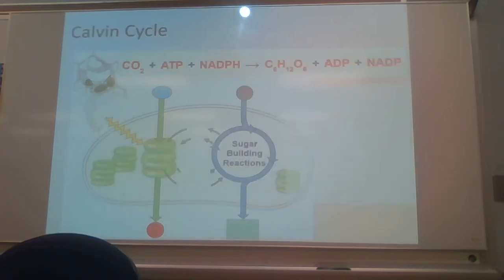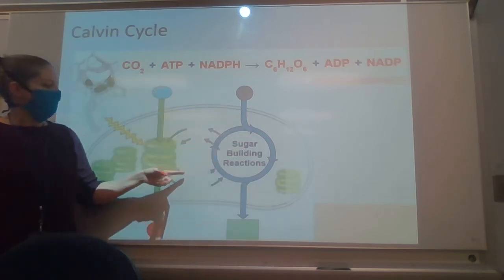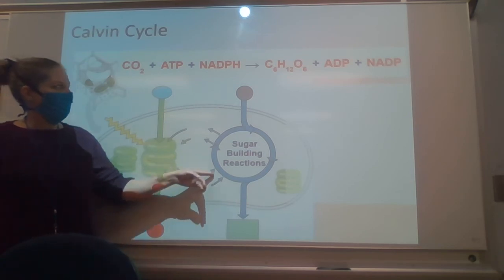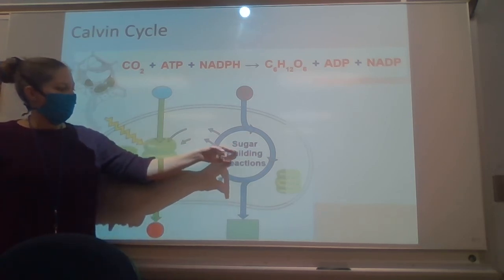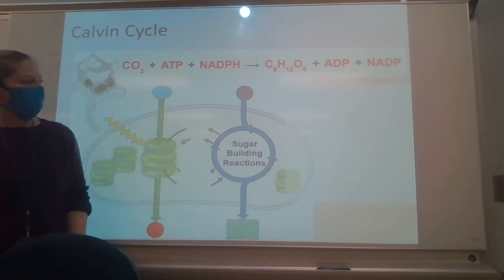We switch to looking at the Calvin cycle. So here's an overview chemical reaction of just the Calvin cycle. We take in carbon dioxide, we take the ATP and the NADPH from the light reactions, and eventually we end up making glucose and other molecules from that.